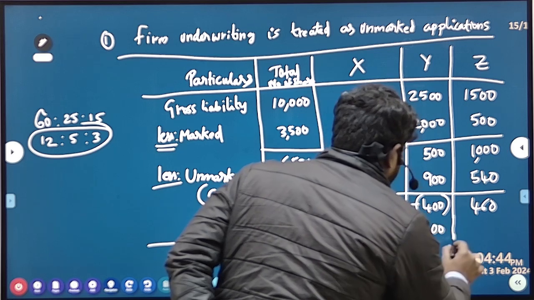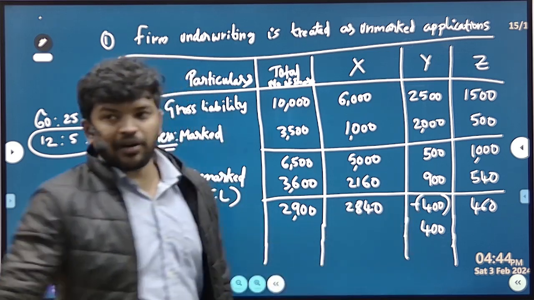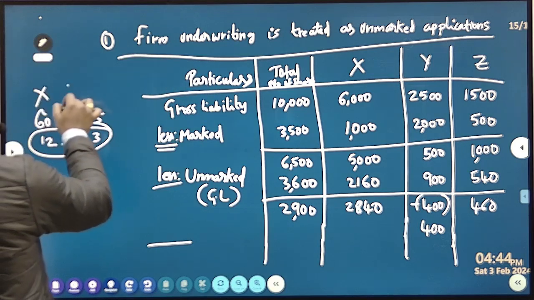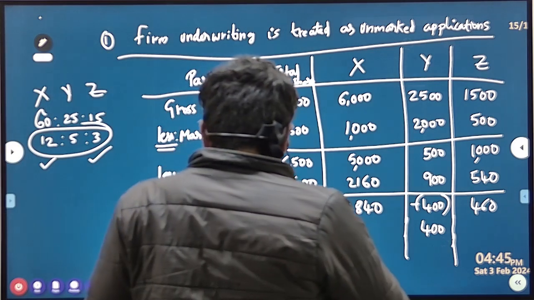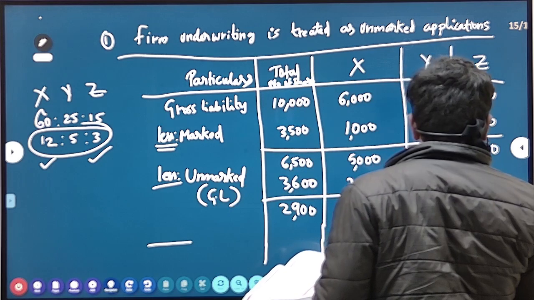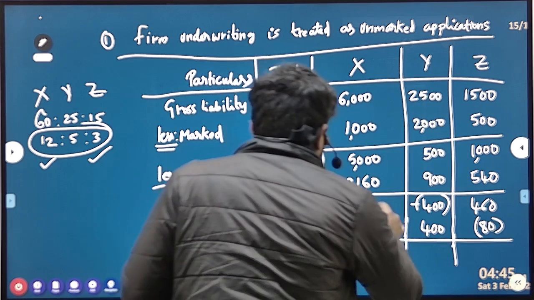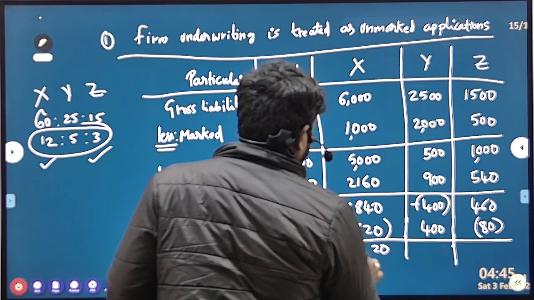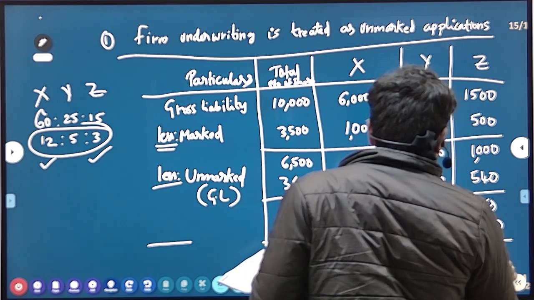इधर +400 होगा. 400 को बांटो, 400 को एक्स एंड जेड में बांटो. एक्स एंड जेड में रेशियो क्या होगा? 12:3. 400 डिवाइडेड बाय 15 इंटू 12 कितना है? 320, अप्रॉक्सीमेटली 320 ना. तो इधर 320 बांटो, इधर 80 बैलेंस होगा. तो नेट कितना होगा? 2840 माइनस 320, 2520, इधर 380 होगा, ठीक है.